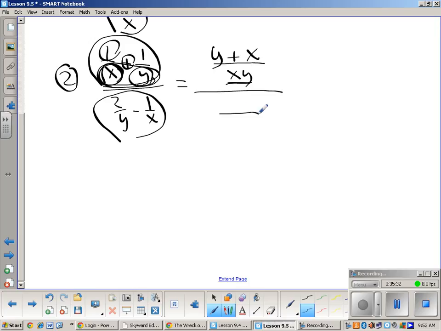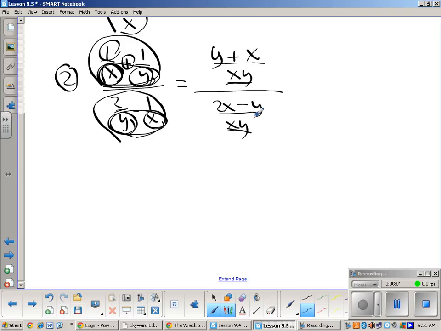Again, now we want to have a common denominator. So y and x are my denominators. What's my common denominator? xy. What's the first one missing that this has? An x. So 2 times x minus, what's the second one missing? Y. And so I get 1y, which is just y.